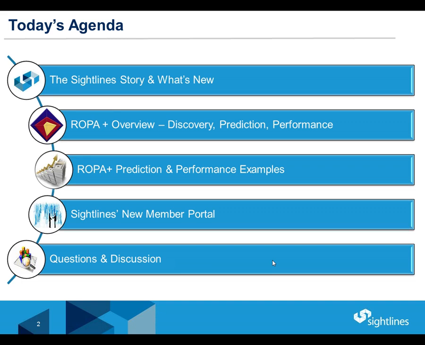We're also going to introduce you to the Sightlines new member portal, which will come with the ROPA Plus process. It is a new access point for the website with a lot of new features, and then at the end we'll have some time for questions and discussion.